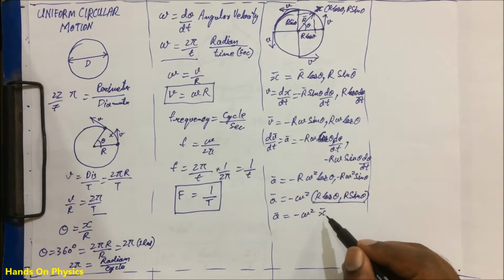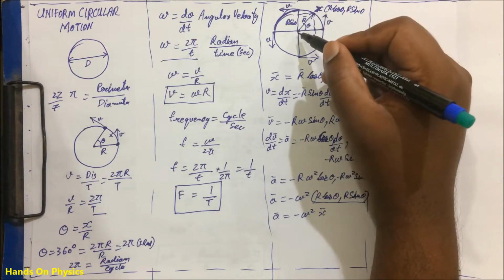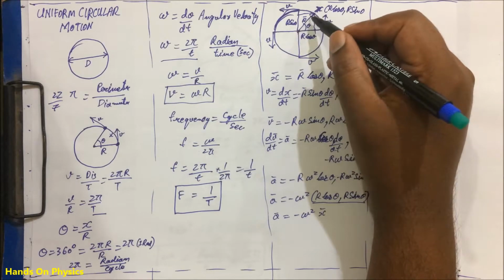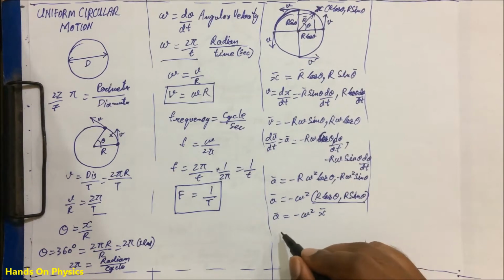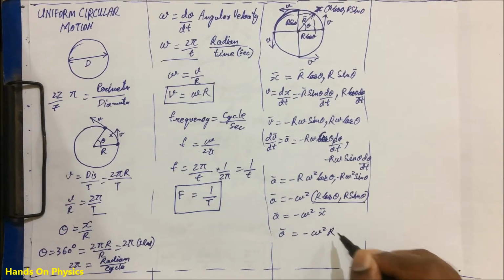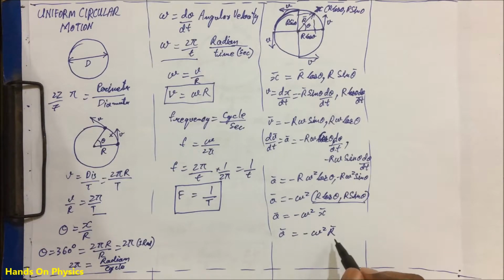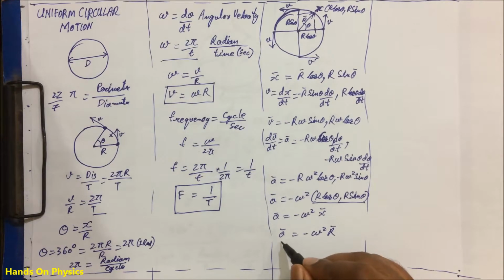So what is the magnitude of this x? What is the length of this position vector from here to here? That is the radius of this circle. So we can write a is equal to minus omega square r. And from here it is very clear that the minus sign indicates a is in the opposite direction to r, so it is towards the center of this circle, and this acceleration is called centripetal acceleration.